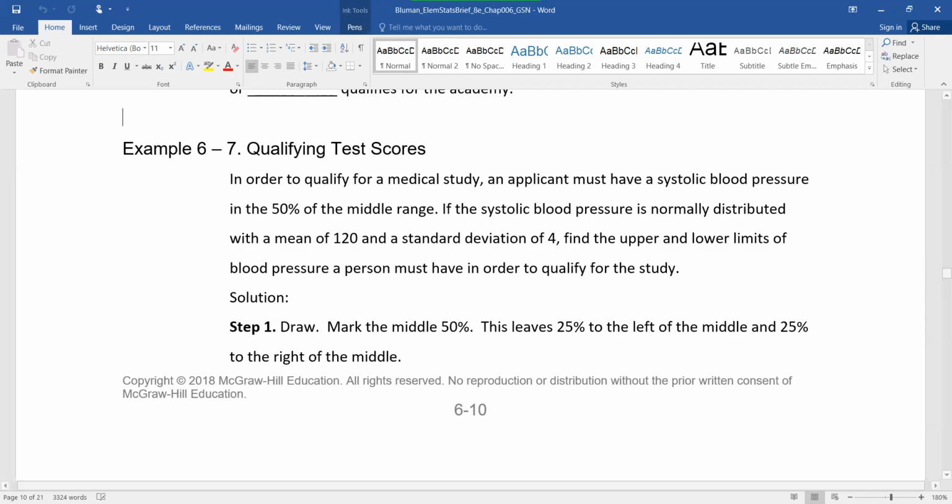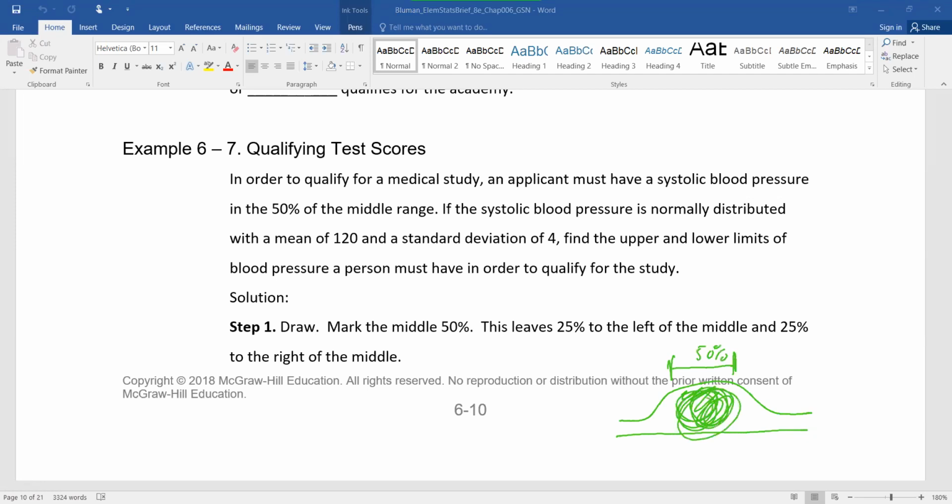All right, the process that we'll do here, I guess, is to draw this out. So in step one, if I want 50% of the middle data, that would be this part right here. 50% of the data. So this is the part I want. My mean here was 120. And then that means that there's 50% still left, so that's 25% on both sides of the data, right? So that's basically the area under the curve.